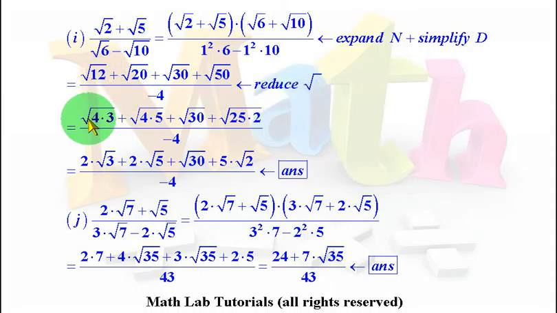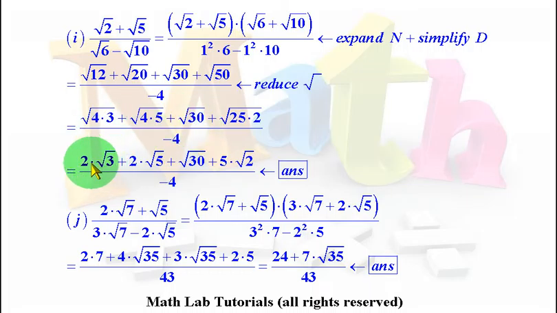Root 12 reduces to the square root of 4 times 3. In other words, 12 decomposes to 4 times 3. 20 decomposes to 4 times 5. 30 will not decompose into a perfect square. And 50 decomposes to 25 times 2. Again, the 4, 4, and 25 are the perfect squares. I cannot extract a perfect square from the 30, so I have to leave it alone.